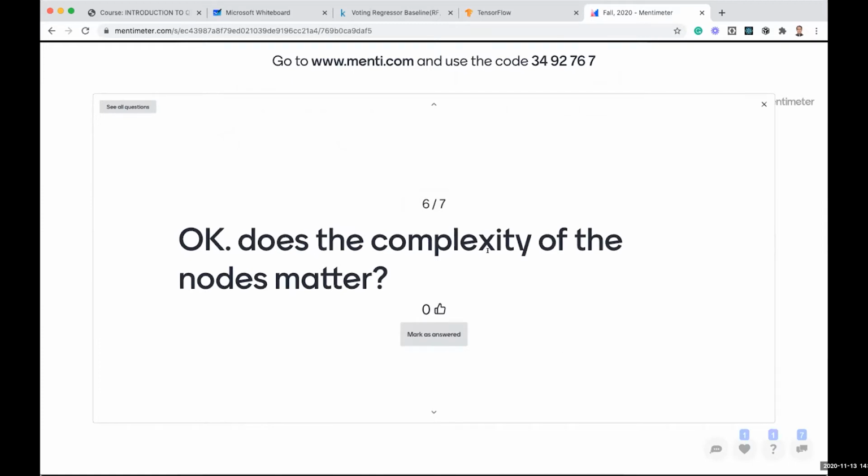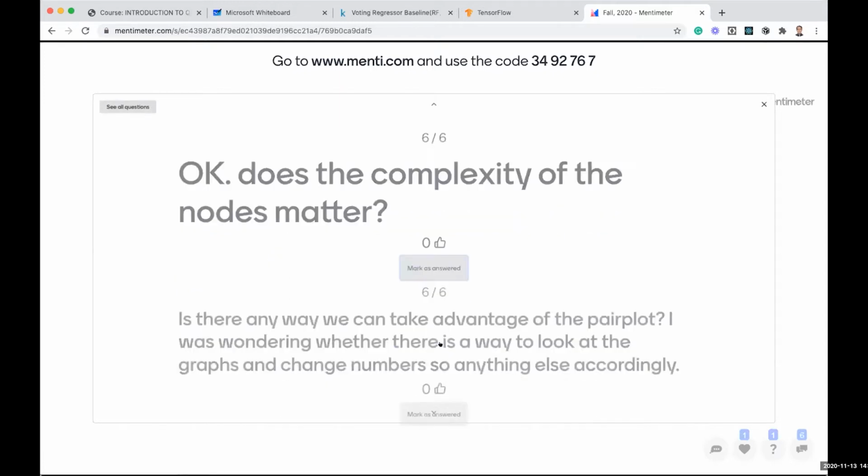Okay, so does the complexity of the node matter? Yes, that's true. That's what I'm going to try to explain today.